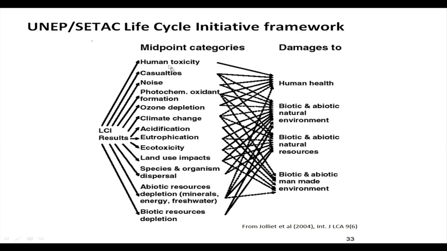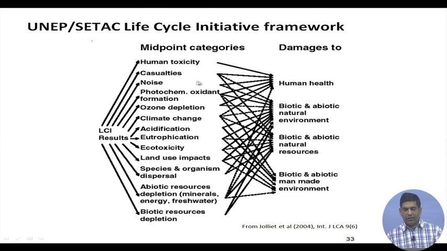So there are a lot of impact categories. So the UNEP SETAC Life Cycle Initiative framework, if you remember, this is from that. So they have different categories from the LCIA result. Some may have, based on our understanding of toxicity and all that associated with different emissions coming out, some may lead to human toxicity problem, casualties, noise, photochemical oxidation, ozone, climate change, acidification. So these are different kinds of impact over there. So these are our midpoint categories.